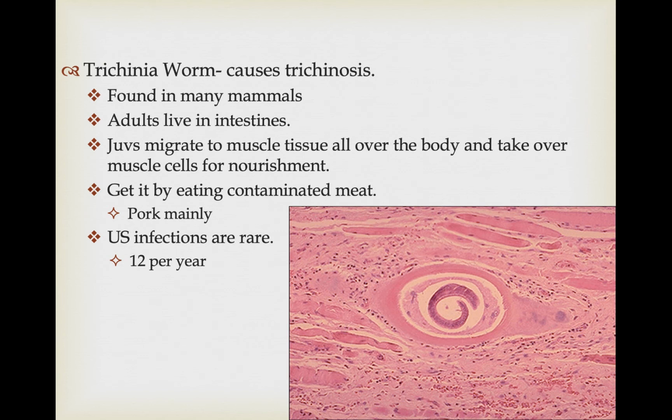muscle cells. Now, you could get this by eating contaminated meat, pork mainly, and it's the pigs that would have the juveniles that are forming these cysts in their muscle cells. Humans just have the adults that live in the intestinal tract. So this is an example of a life cycle that involves multiple hosts. In this case, U.S. infections are relatively rare, and only about 12 are reported per year in the United States.